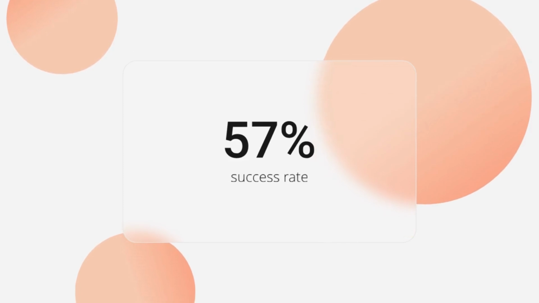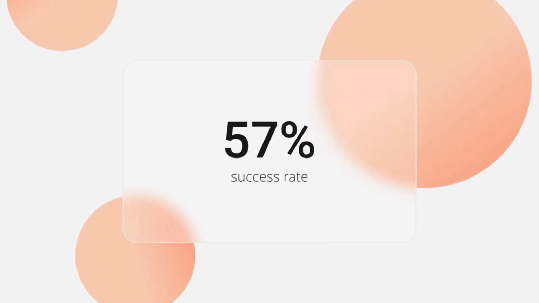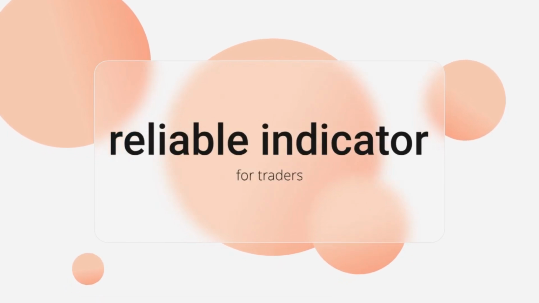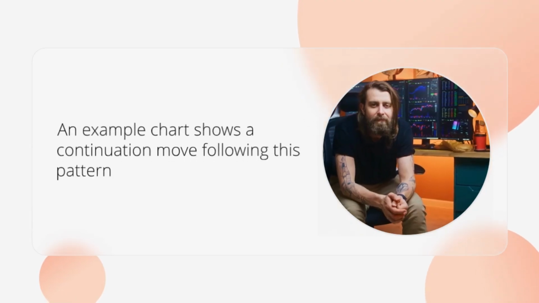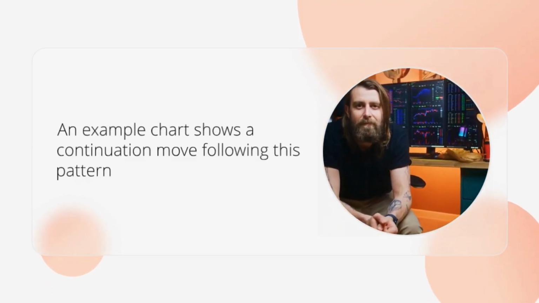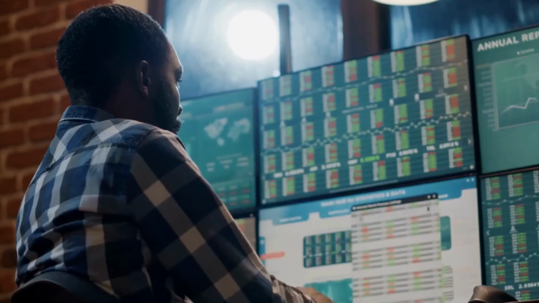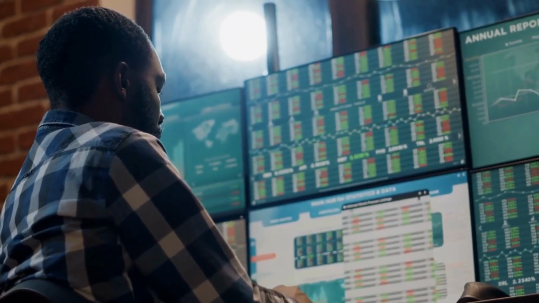The success rate of the upside Tasuki gap pattern is 57%. This means it can be a reliable indicator for traders. An example chart shows a continuation move following this pattern, reinforcing its effectiveness in predicting bullish trends. Understanding this pattern can enhance trading strategies.